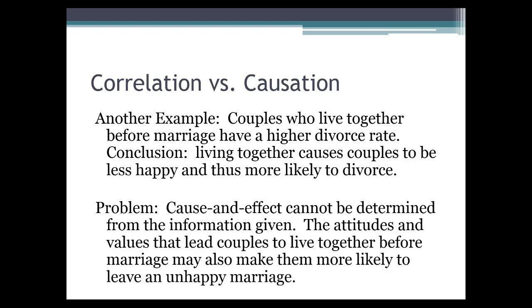Here's another example, and this I've heard to be a true statistic. Couples who live together before marriage tend to get divorced more often than other couples. You might be tempted to reach the conclusion that living together would cause couples to be unhappy together and then more likely to be divorced. In this case, cause and effect can't be determined either. You've got another variable, and that's the attitudes and values variable. So whatever made a couple live together in the first place might also make them more likely to get divorced later on.